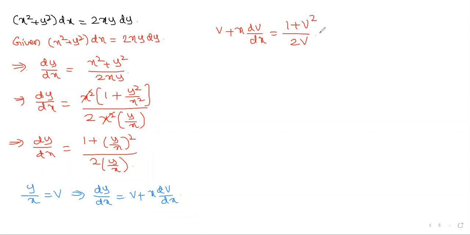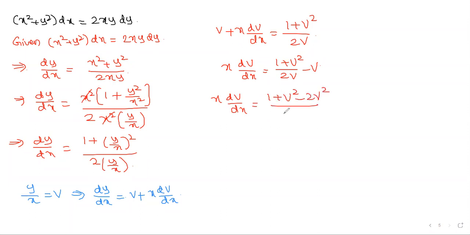If you take this v here, it becomes x into dv by dx is equals to (1 plus v square) by 2v minus v. Then x into dv by dx is equals to (1 plus v square minus 2v square) by 2v. So this is x into dv by dx is equals to (1 minus v square) by 2v. So, if you take here, 2v by (1 minus v square) dv is equals to dx by x.